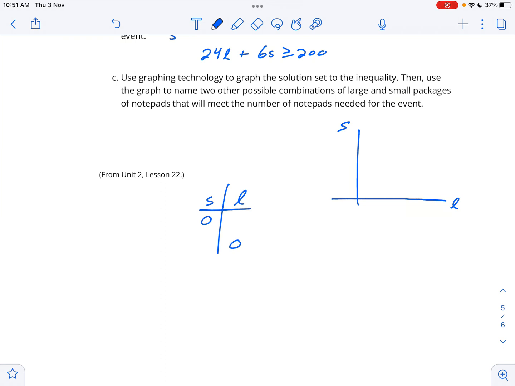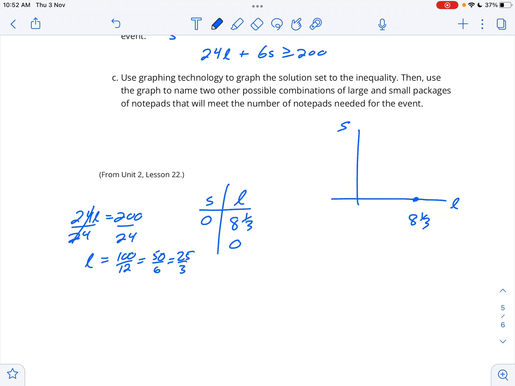But here, if I make S equal to 0, then 24L has to equal 200. So then solve for L by dividing by 24. What's that going to be? That's not going to be a nice whole number, is it? Well, we could simplify a little bit. That's going to end up being 8 and 1/3. So with 0 small packages, I would need 8 and 1/3 large packages.